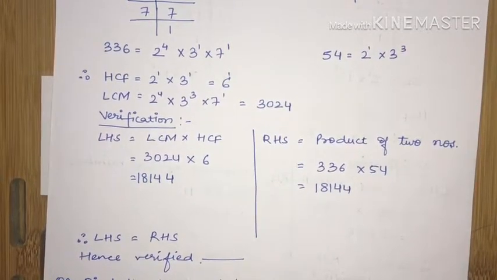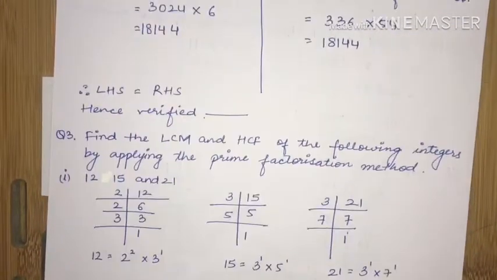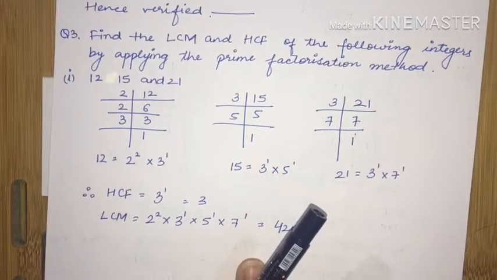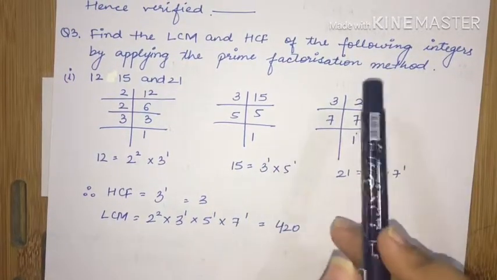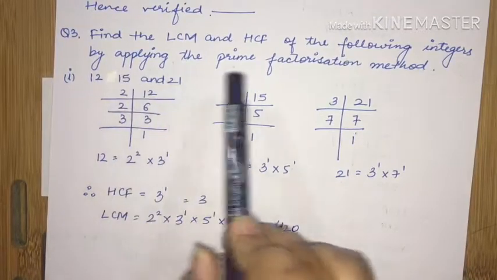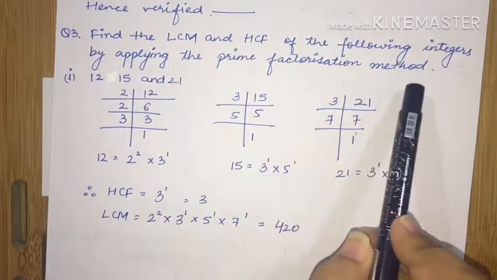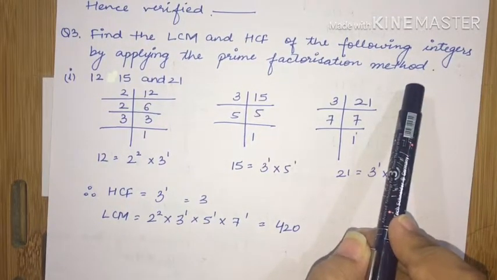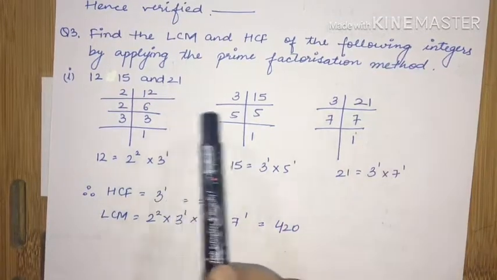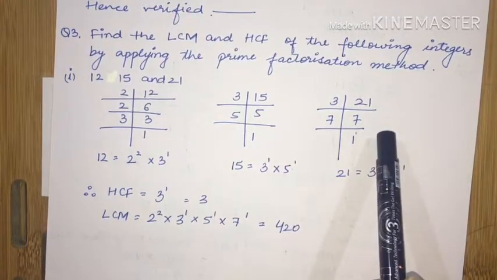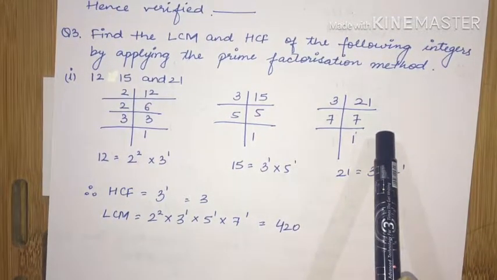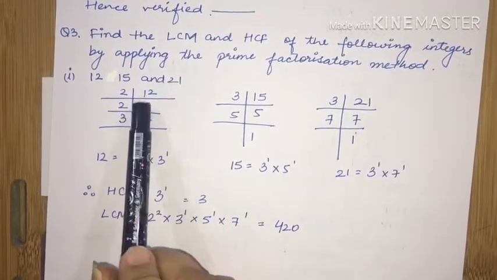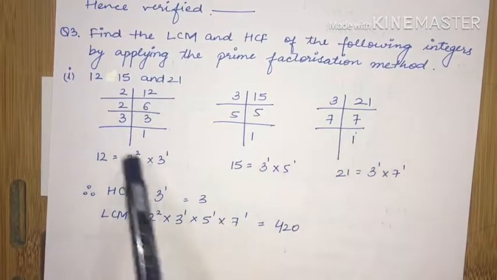Now let's move on to the next question, question number 3, which says find the LCM and HCF of the following integers by applying the prime factorization method. So we normally have to apply the prime factorization method on the given numbers, and we have to find the LCM and HCF using that. So 12, 15 and 21, we found the factors.